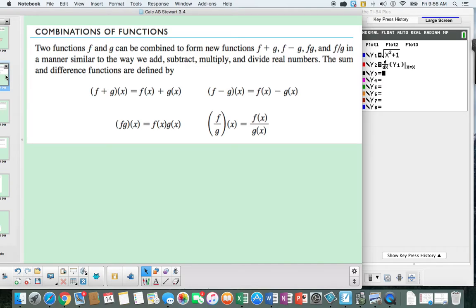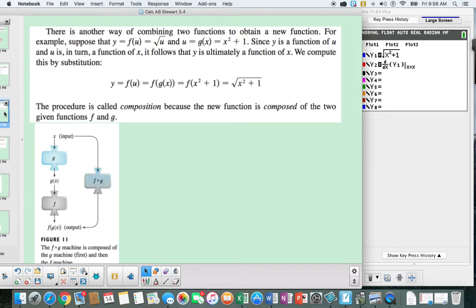Combinations of functions. We've been working with the sum of two functions, the difference of two functions, the product of two functions, and the quotient of two functions. And now the next combination we're going to take a look at is a composition.